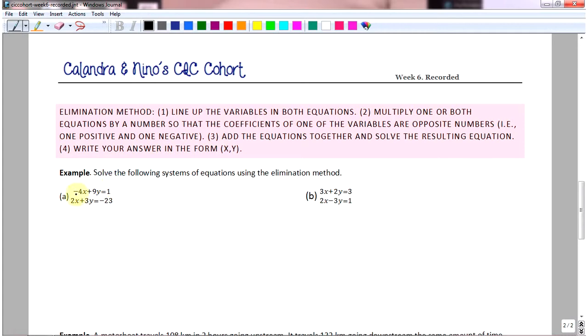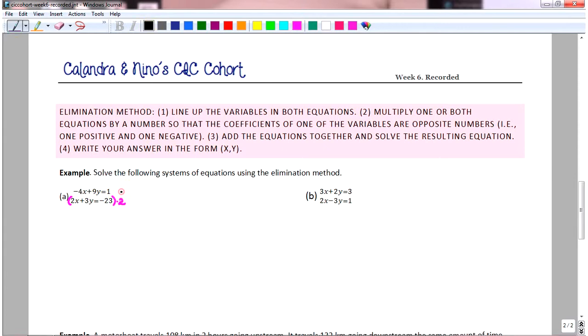So in the first example, to solve this using the elimination method, first thing we need to decide is which variable we want to get to cancel out. There's no right or wrong answer, but there will be one that's easier than the other in some cases. Well, notice here that my x's are already opposite signs. So if I multiplied my second equation by 2, that would make this 4x, which would cancel out with the negative 4x. So what we're going to do is multiply that entire second equation by 2.